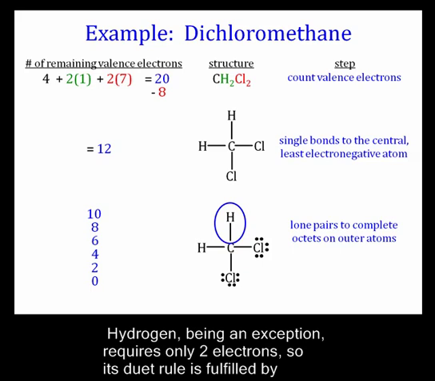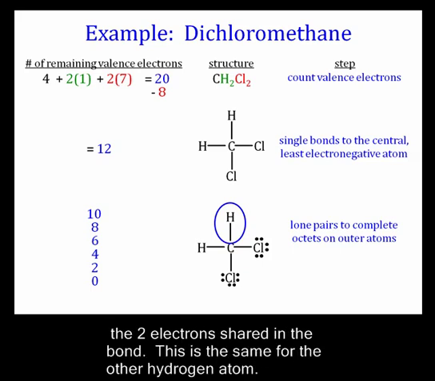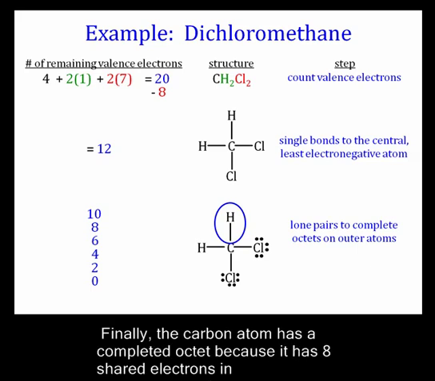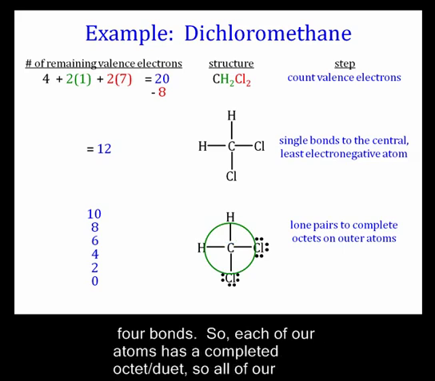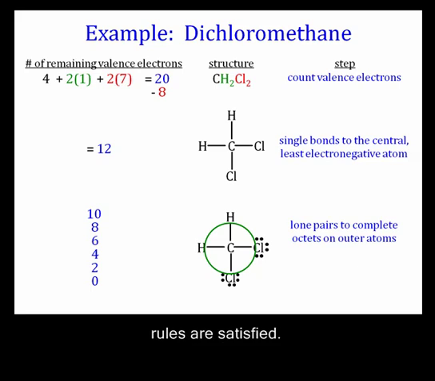Hydrogen, being an exception, requires only 2 electrons, so its duet rule is fulfilled by the 2 electrons shared in this bond. This is the same for the other hydrogen atom as well. Finally, the carbon atom has a completed octet because it has 8 shared electrons in 4 bonds. So each of our atoms has a completed octet or duet rule, and so all of our rules are satisfied.